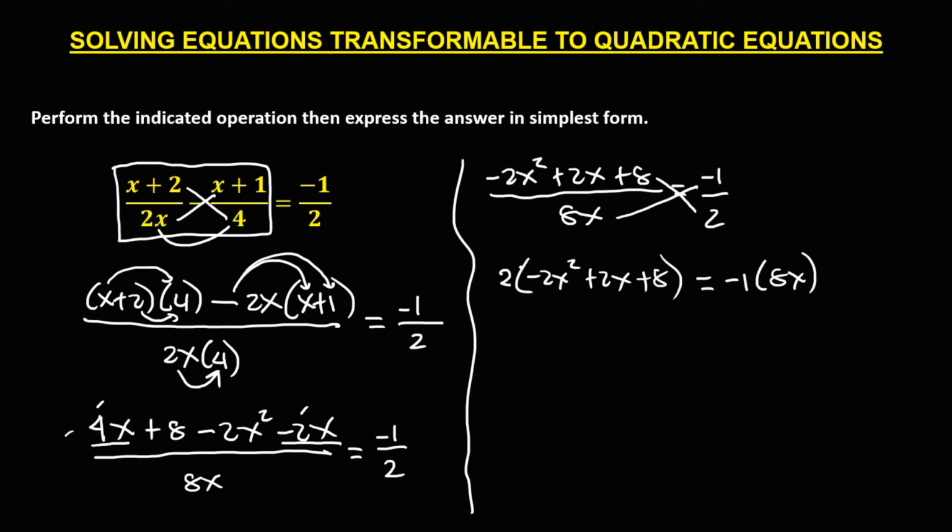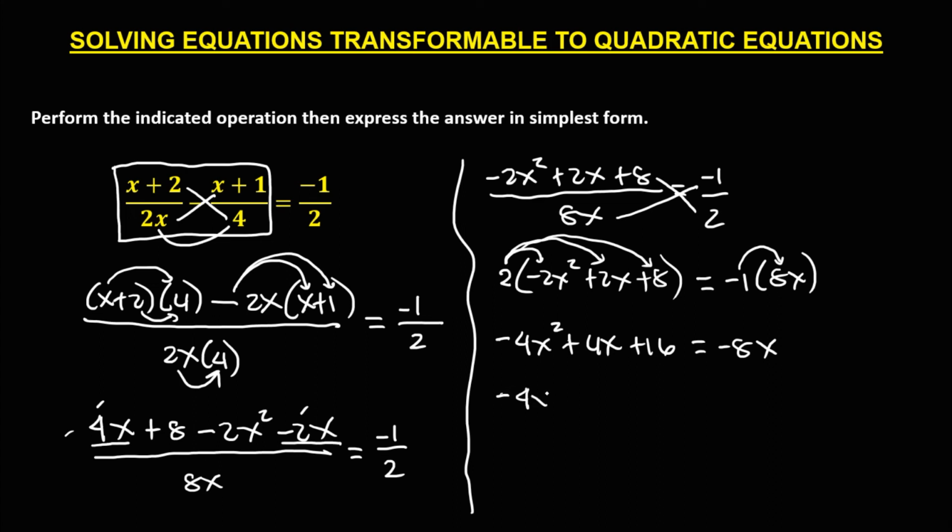Then simplify. So 2 times negative 2 is negative 4x squared. 2 times 2x is positive 4x. 2 times 8 is positive 16. Then equals negative 8x. Then write this in standard form, so equate this to 0.